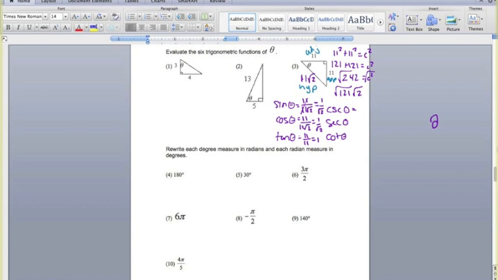The other 3, when we flip them over, square root of 2 over 1 will become just square root of 2. Secant, same thing. And cotangent, flip over a 1 over 1 is still a 1.